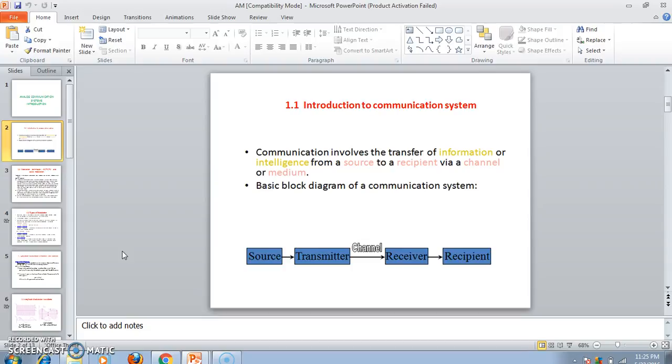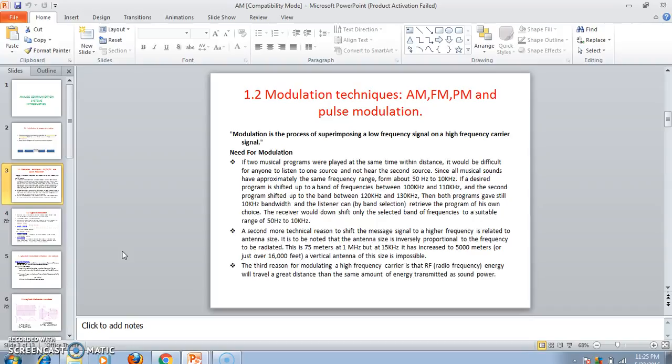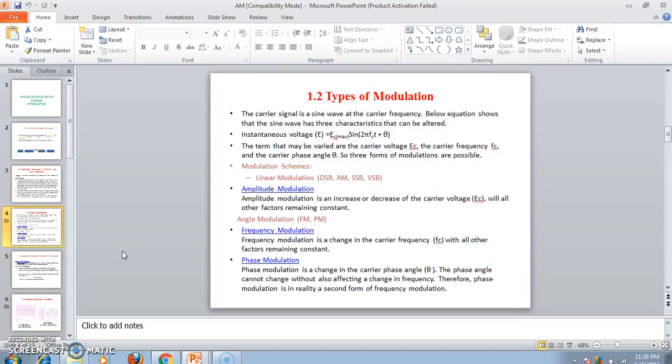So the blocks involved in a communication system are source, transmitter, channel through which the information flows, receiver, and the recipient. Next, the modulation techniques. In modulation techniques, we have different types like AM, FM, PM, and pulse modulation. First we'll see what amplitude modulation is.